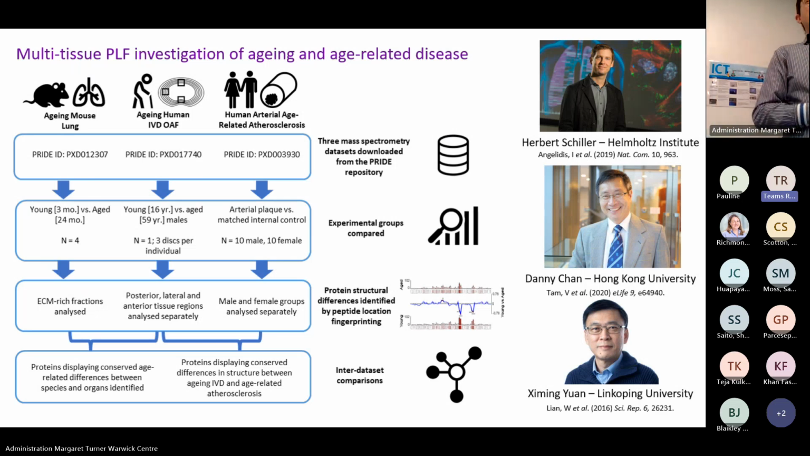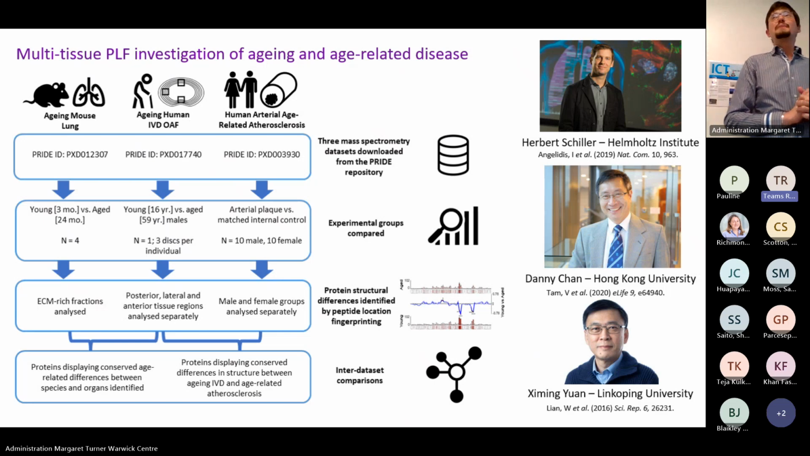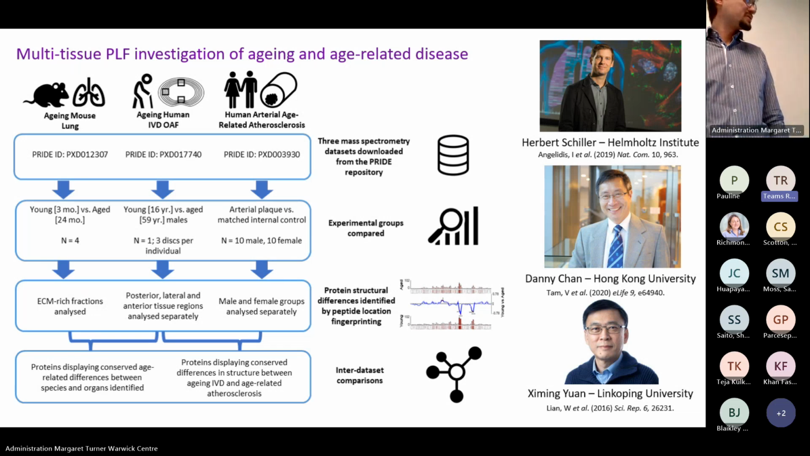So this was during COVID times, where it was very difficult to generate your own data set. And, you know, sitting there twiddling our thumbs, what we decided to do was to contact our collaborators from across the globe. So Herbert, I think you guys might know Herbert Schiller. He looks at fibrosis, but also aging lung. And he had a fantastic data set looking at young and aged mouse lung. And then Danny Chan, who looks at intervertebral disc aging over at Hong Kong University. Ximing, he looks at age-related atherosclerosis.